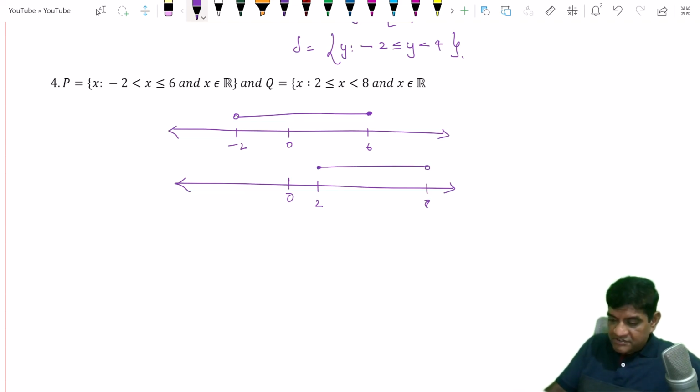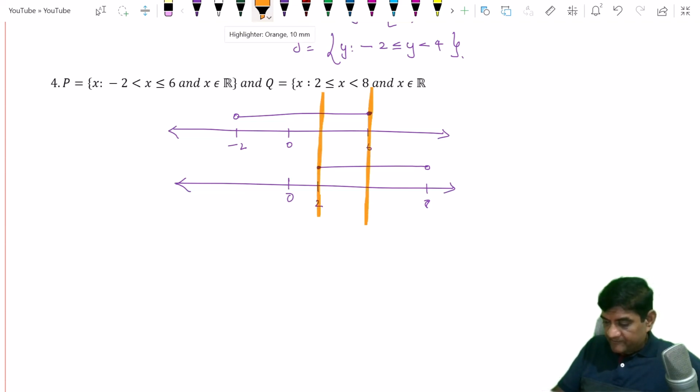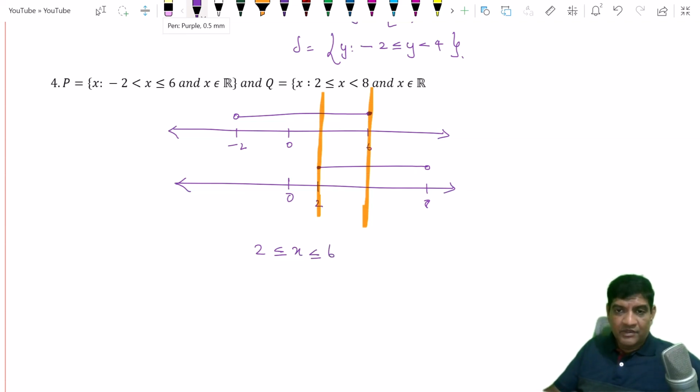What is the common region? Well, the common region is from this point to this point. So in both the cases, the extreme values are included. So 2 less than or equal to x less than or equal to 6. That's your answer. Okay, pretty simple one. Let's look at the next one.